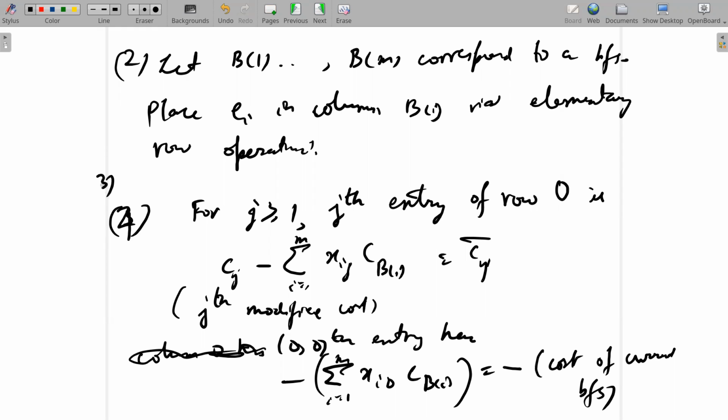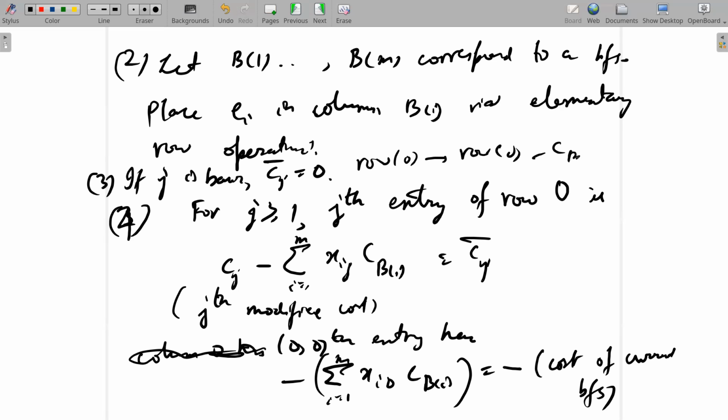So number 3 is essentially, if j is basic, Cj bar is equal to 0. That's from that corollary that I mentioned. That modification, if j is a basic column, then the modified cost is nothing. Like you are not modifying the cost at all. Cj bar is 0. If not, then you are doing this operation that row 0 is sent to row 0 minus CBi times row i for i equals 1 to m. So this is essentially telling you step by step how to do it.